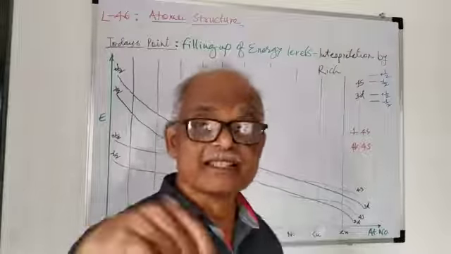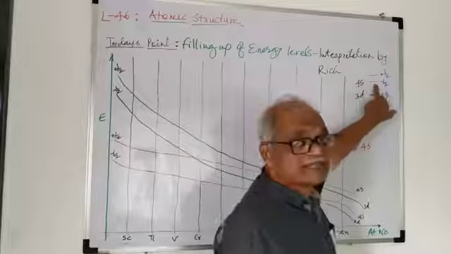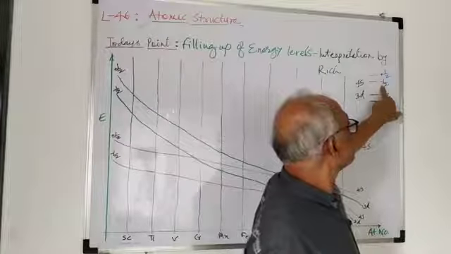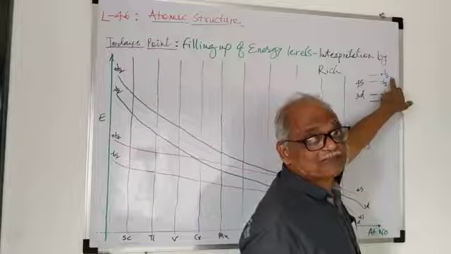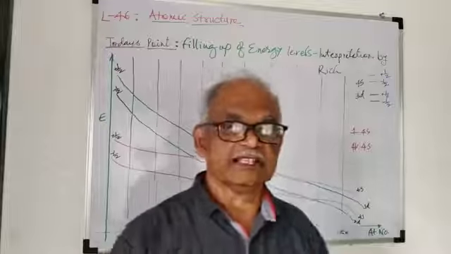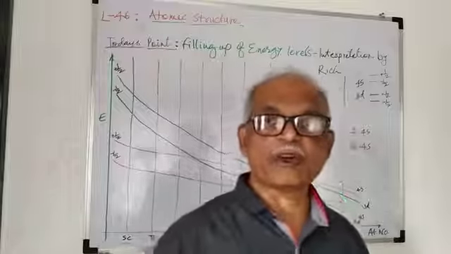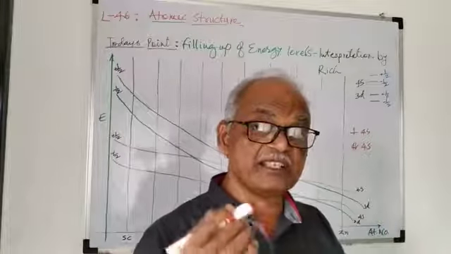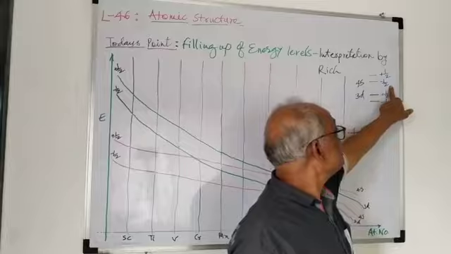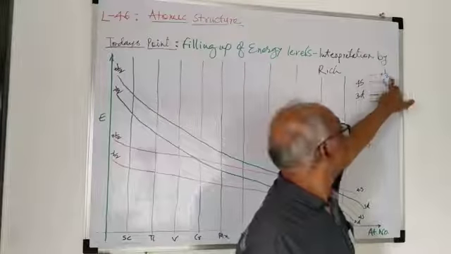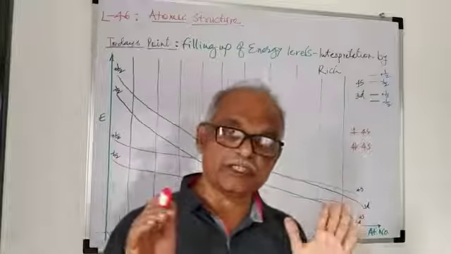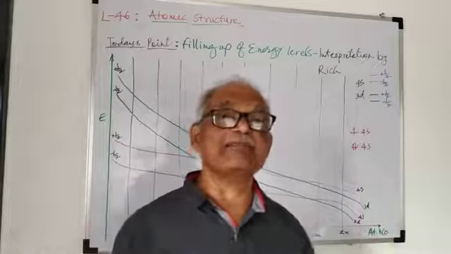Say here, if we consider 4s, it has 2 energy levels: the lower energy level is spin minus 1/2, the higher energy level is spin plus 1/2. These 2 energy levels are separated by some distance. 4s is one atomic orbital, but it has 2 energy levels. The lower energy level has spin minus 1/2, and the higher energy level of 4s has spin plus 1/2. This is an important thing.